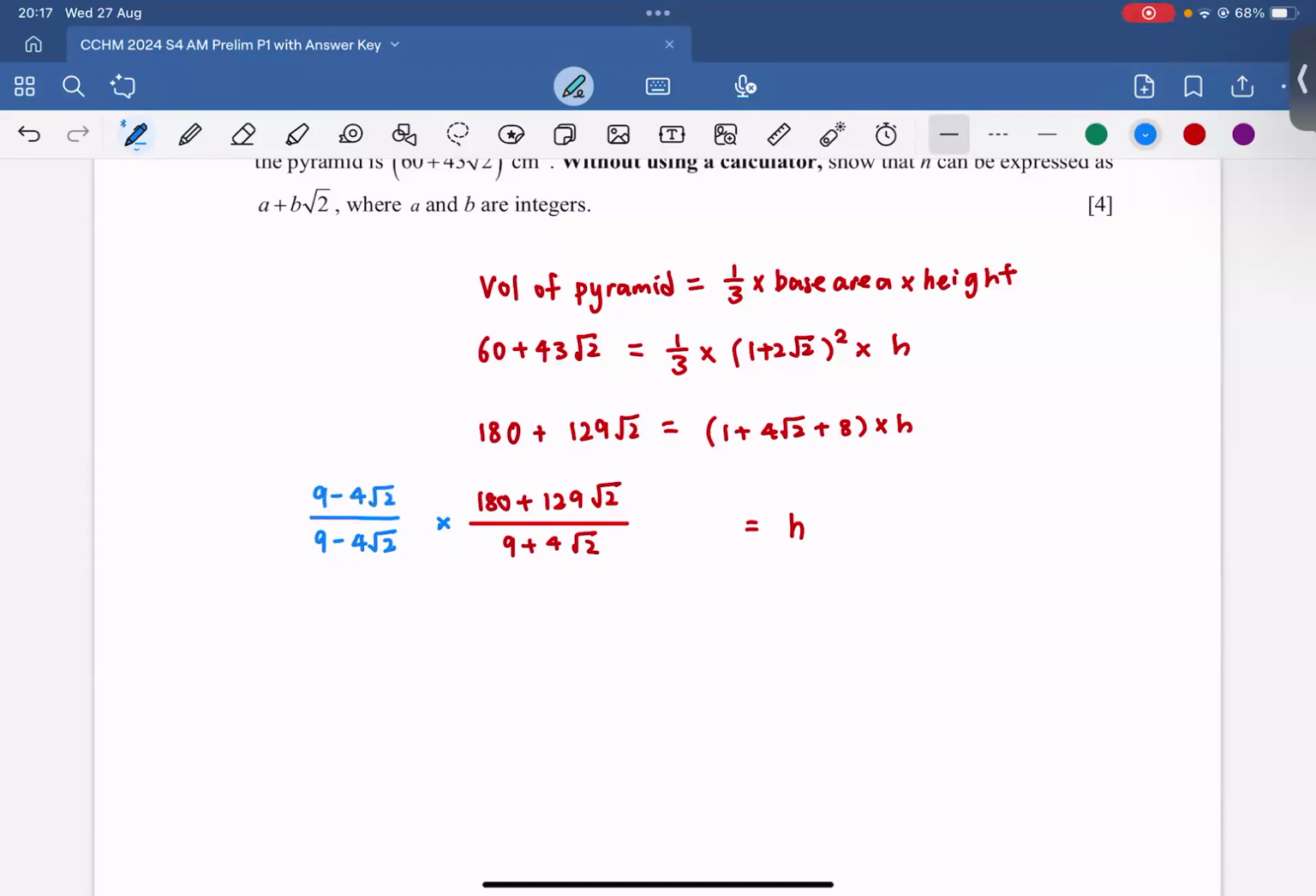Okay, and expand. 9 times 180 is 1620, plus 9 times 129 is 1161, minus 4 times 180 is 720 square root 2, minus 4 times 129 is 516, times 2, 1032. Okay, and the denominator, when you multiply you will just have a squared minus b squared.